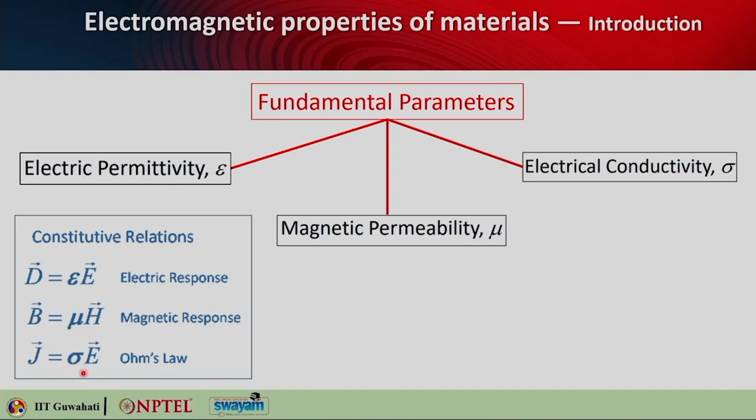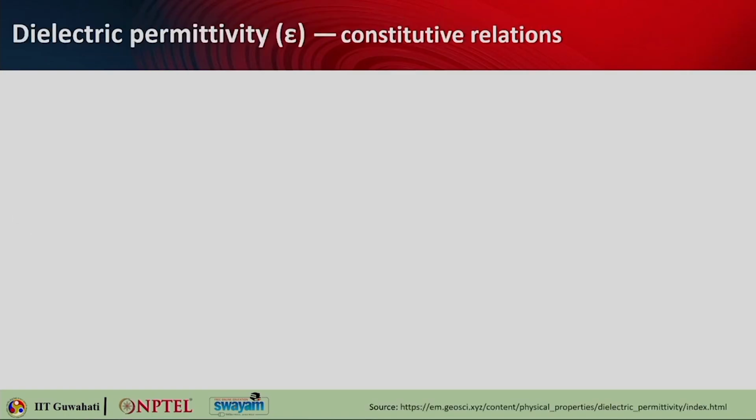So it tells you that in the presence of an applied electric field, how much will be the current density in that particular material. That actually tells you about the electrical conductivity in that material. So sigma stands for this conductivity. It describes how much this material is able to conduct electricity.